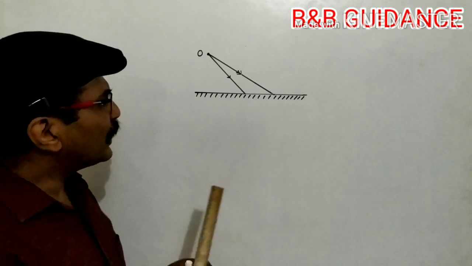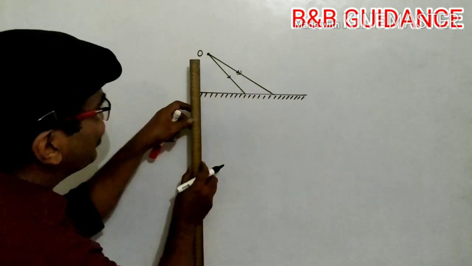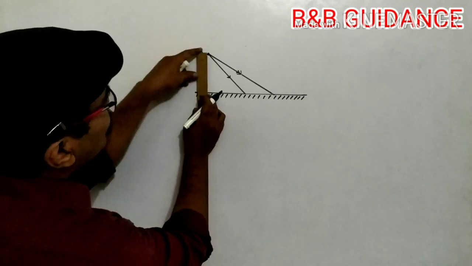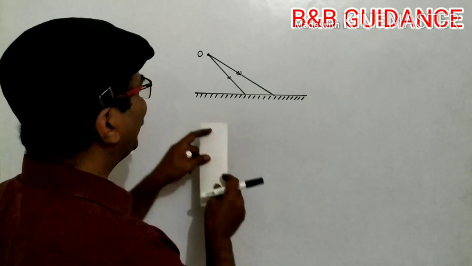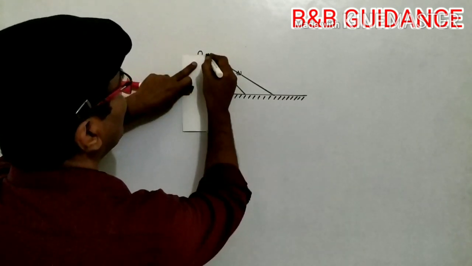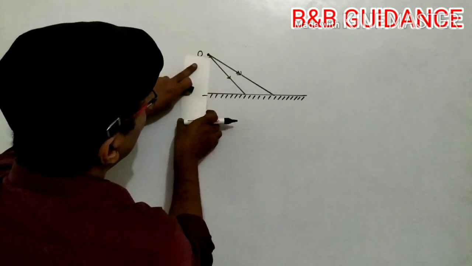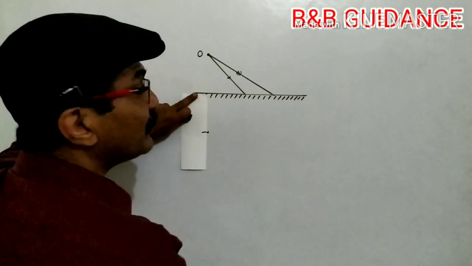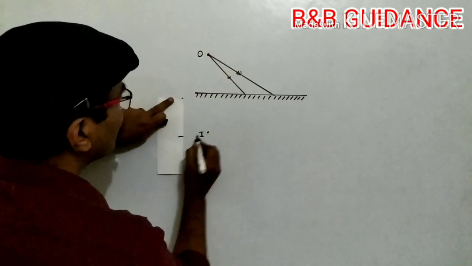Well, then don't draw this reflected ray. You take this distance. So your scale will help you, or with the help of paper also you can do that. I have got a paper here and let me do that with this paper. See, this is the distance, the object distance. From here I will make the same distance here. See, this must be the image distance. And this is the image.